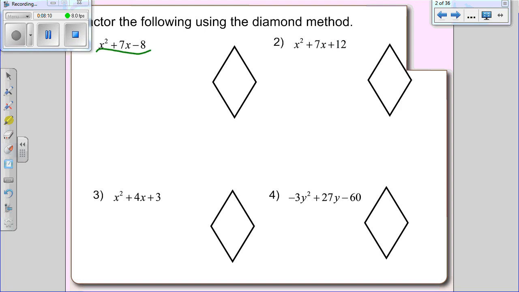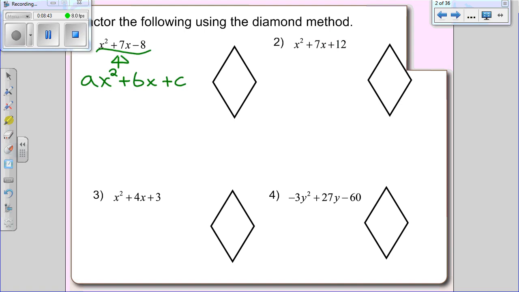To do the diamond method, you draw a diamond. So I draw it for you. On the top of the diamond is something called your A times your C. When you have a trinomial like this, we call it in general form. So it has to look something like this for you to be able to use the diamond method. You have to have an x squared term, an x term, and then a constant term, something with no x. This is called general form.